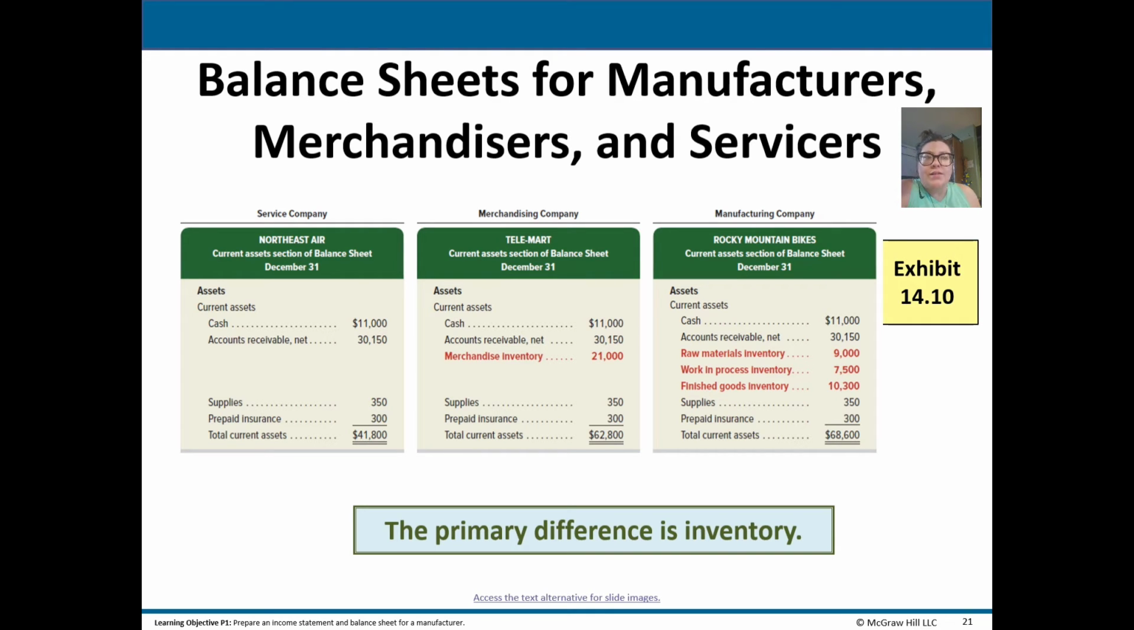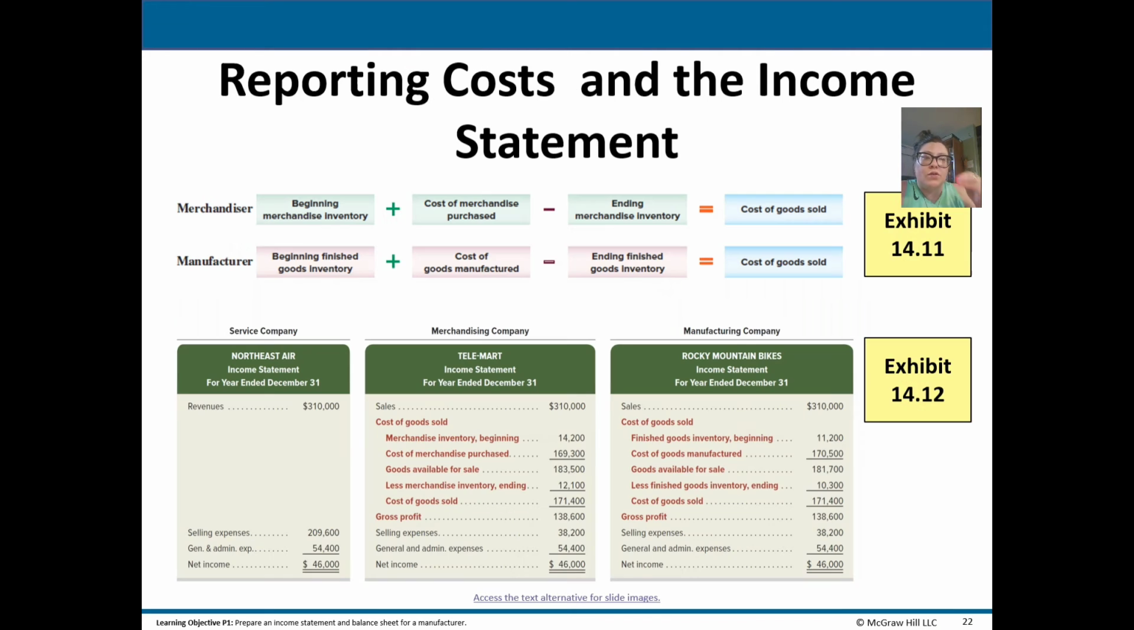Now, the current assets section of a balance sheet is going to look different for merchandising and service companies compared to a manufacturing company, because a merchandiser will report only merchandise inventory, and the manufacturer will report on their balance sheet all 3 types. Sometimes it's reported just in the footnotes, but no matter what, they have to show how inventory falls into each of those 3 categories when you're a manufacturer of goods.